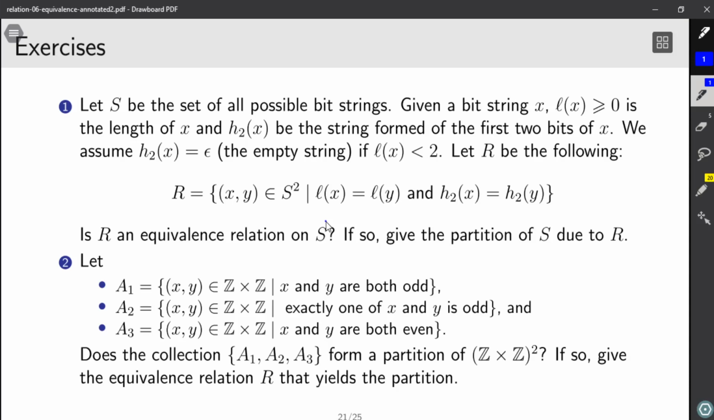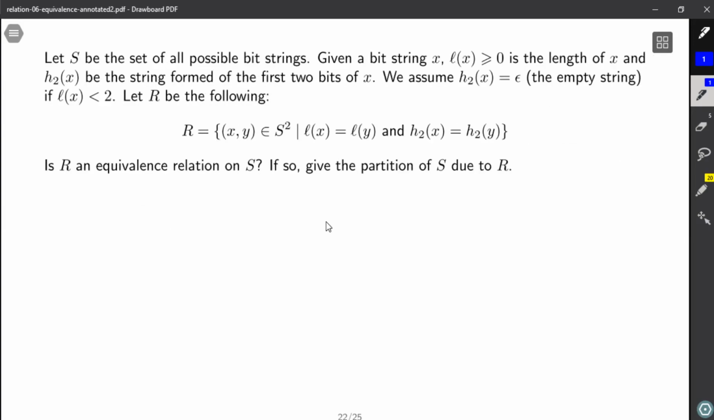We are now at the point where we want to discuss the solution to these exercises. We have two questions in this exercise. The first one asks you to give a partition for a given equivalence relation. Well, first check that the relation is indeed an equivalence relation. Then in the second, you are given a collection of sets. Check whether these sets form a partition of the set of pairs of integers, and if so, find the equivalence relation that yields the partition. So let's start with the first one.